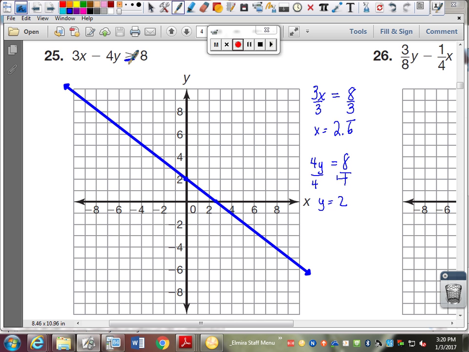Okay, then to decide my coloring, I'm going to sub in 0 for x and y. So 3 times 0 minus 4 times 0, and I want to know if that's greater than or equal to 8. So 0 take away 0 is 0. Okay, 0 is not greater than 8. That's false. So I'm going to color away from the origin.